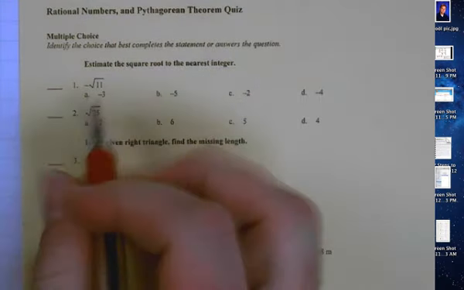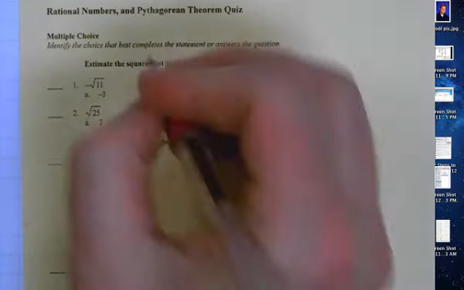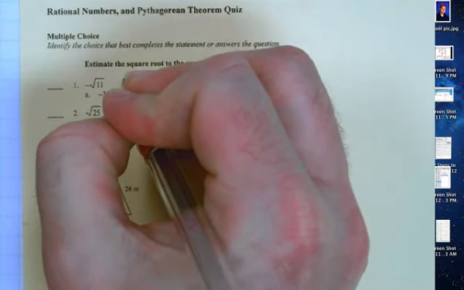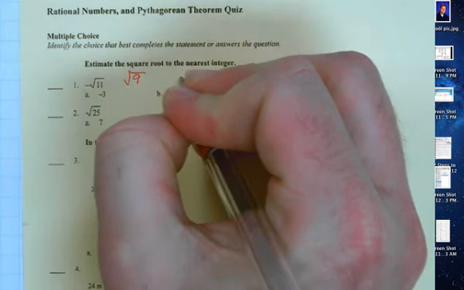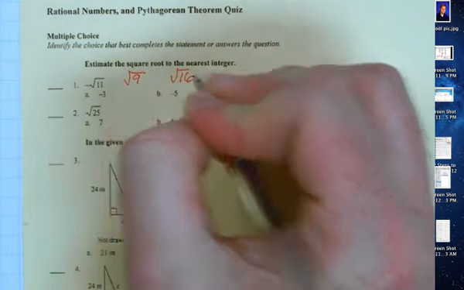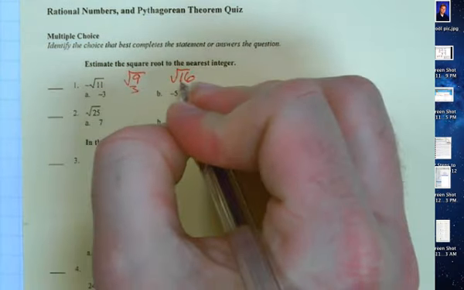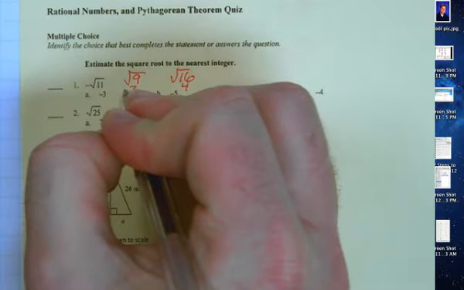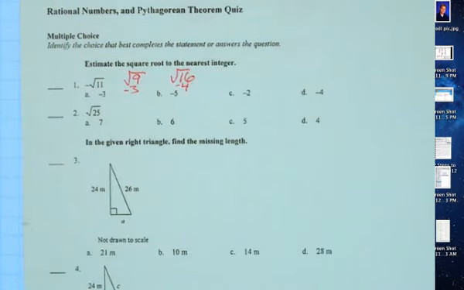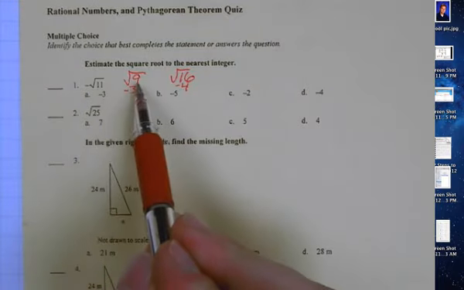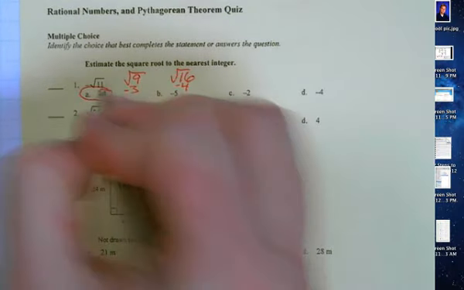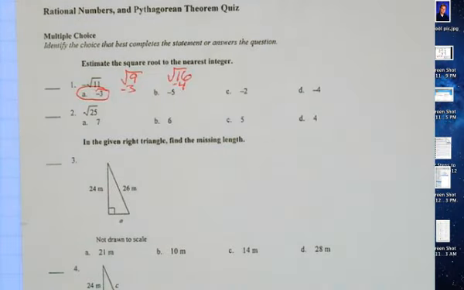And here we have the negative square root of 11. So you want to find the perfect squares that 11 is between, and it is between the square root of 9 and the square root of 16. Well, the square root of 9 is 3, the square root of 16 is 4, and there were negatives, so this is negative 3 and negative 4. Which one is 11 closer to? It's closer to 9 than to 16, so the answer would be A, negative 3.